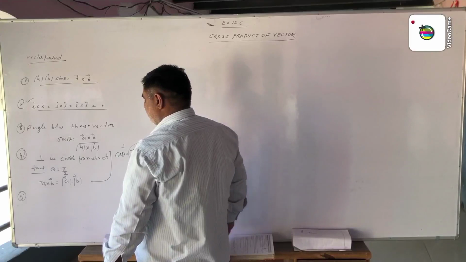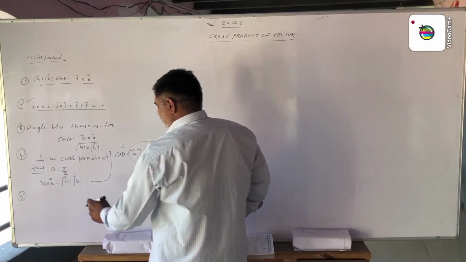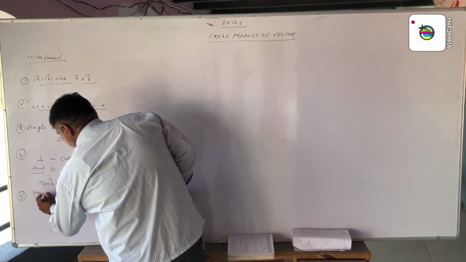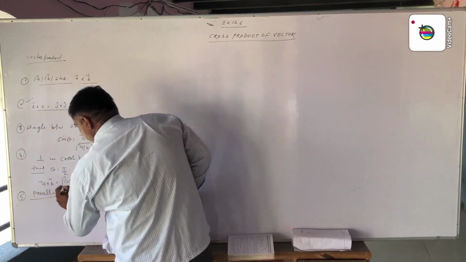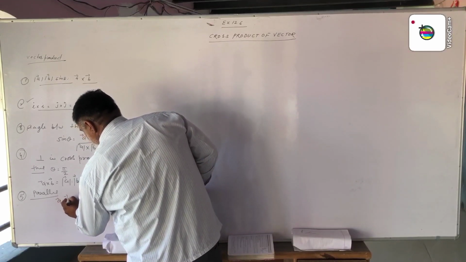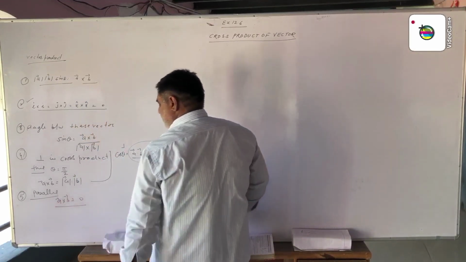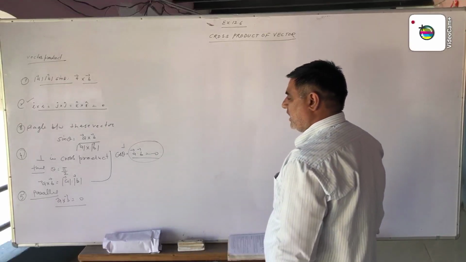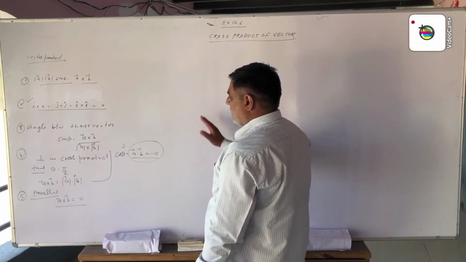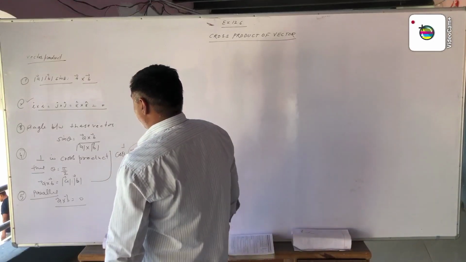Next is the fifth condition. The fifth condition is after perpendicular, parallel. If these vectors are parallel, then vector A cross B equal to 0. This is the condition of two vectors being parallel in the cross product. Now these are 5 important conditions of the vector product.